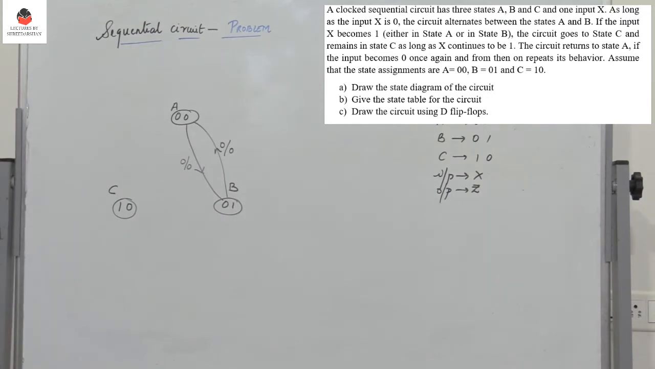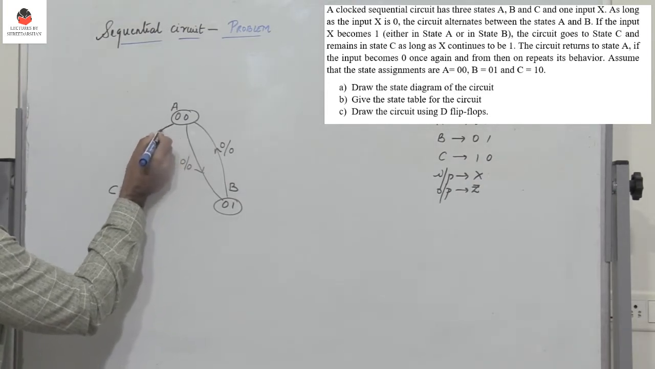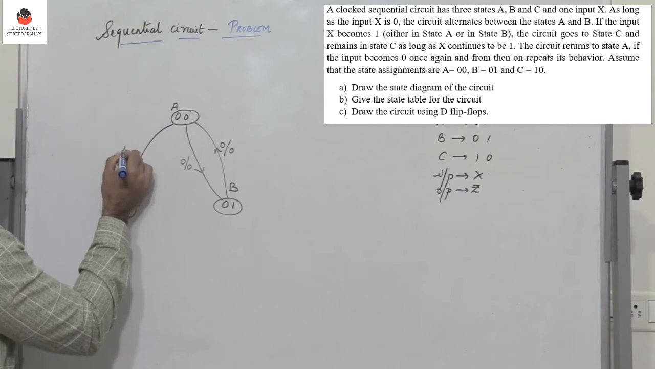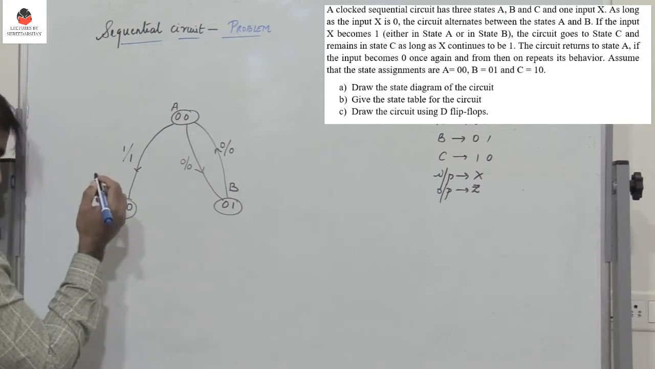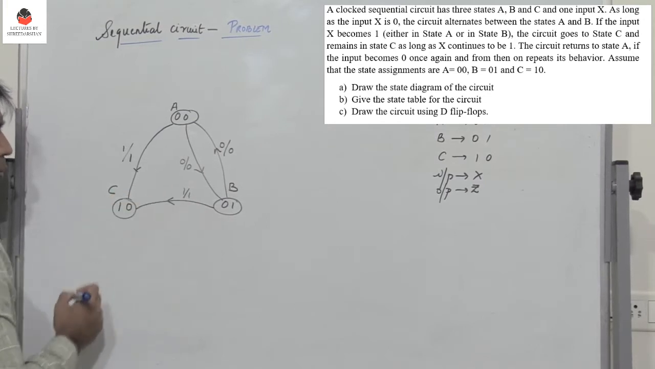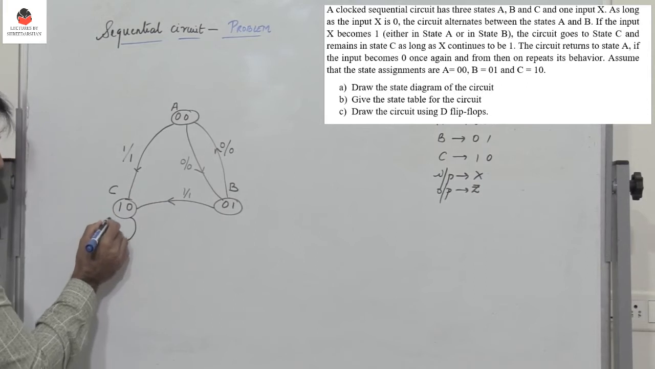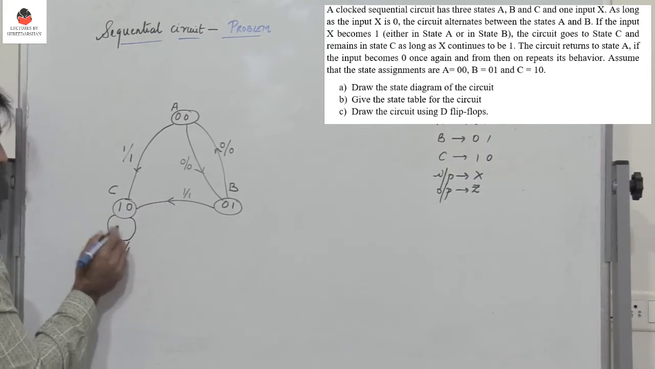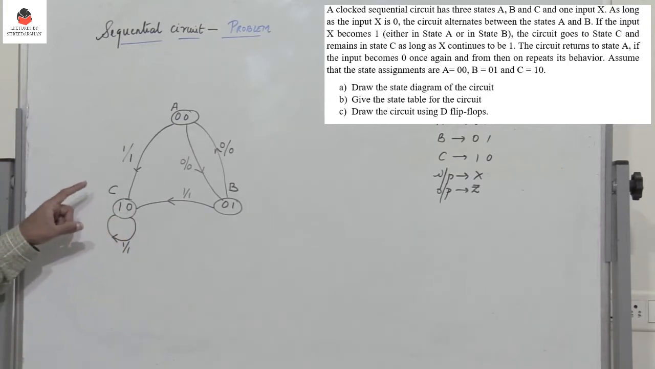The next sentence: if the input X becomes 1, either in state A or in state B, the circuit goes to state C. So if the circuit is in state A and the input is 1, then it goes to state C, with an output 1. And similarly, if the circuit is in state B and the input is 1, it goes to state C with an output 1. And if the circuit is in state C and the input is 1, it remains in state C.